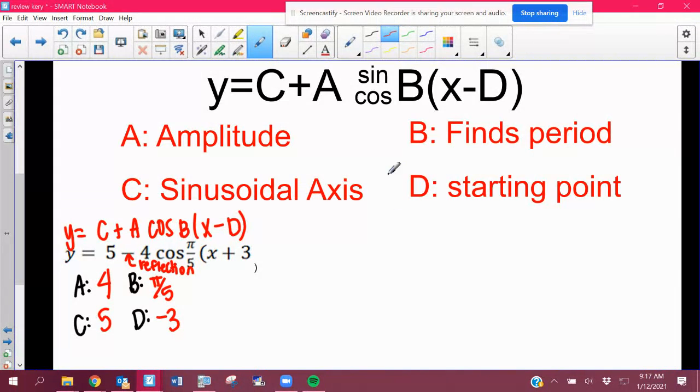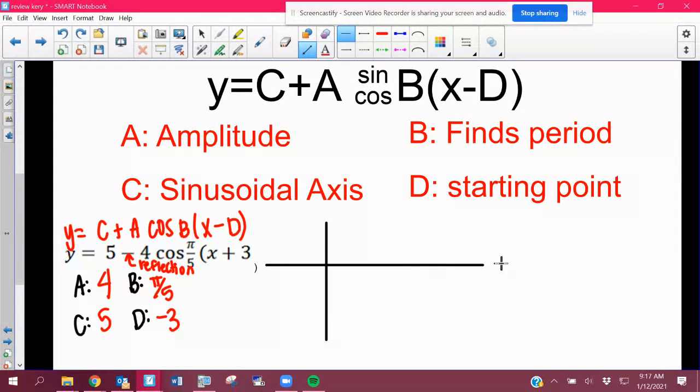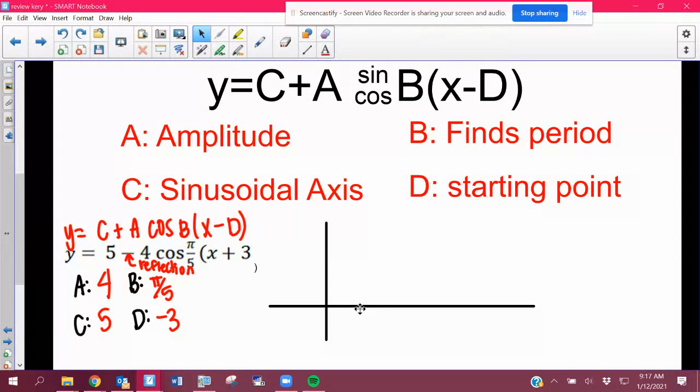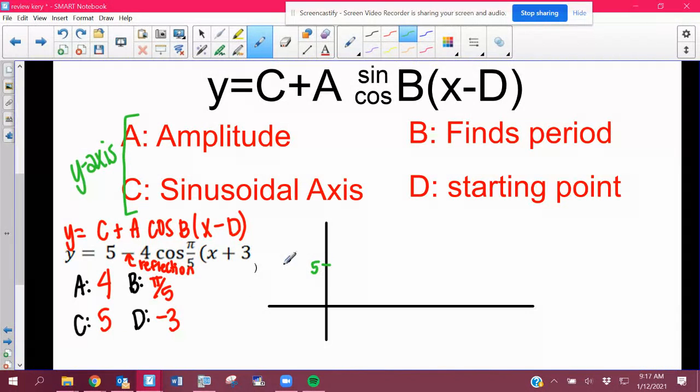So if I then wanted to graph a cycle of this, I would use these pieces of information. Let me make sure I make a beautiful line instead of something ugly. It's maybe not as pretty as I wanted it. Okay, so when I look at this, again, I usually plot my y pieces first. So your A and your C deal with your y-axis. So I'm going to go ahead and plot my C value on here.